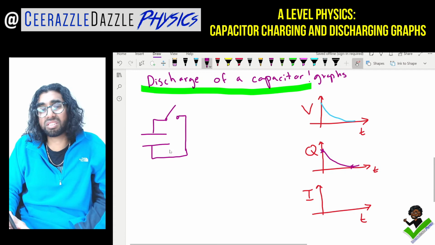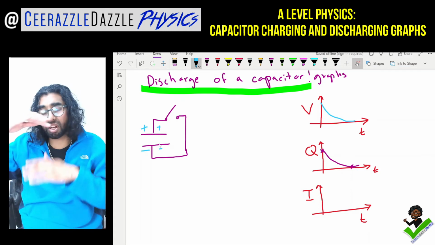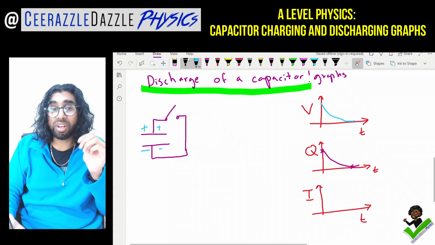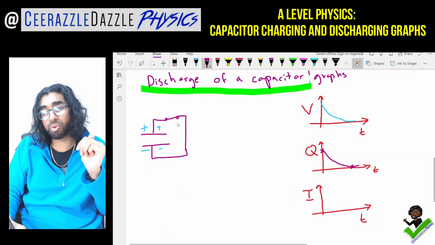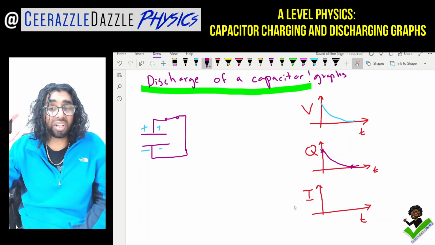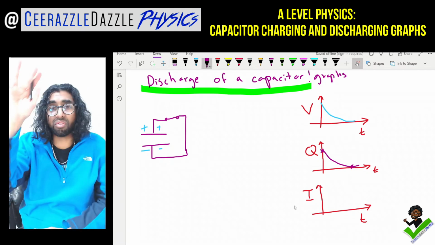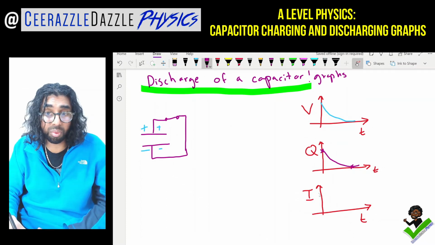Let's say at the start, initially it's charged, so therefore positive, positive, negative, negative. Initially at the start there's a high potential difference. When you hit the switch, what's going to happen to the charge over here? Initially the charge will rush around. So the rate of flow of charge will be quite high at the start. So the current will be quite high.